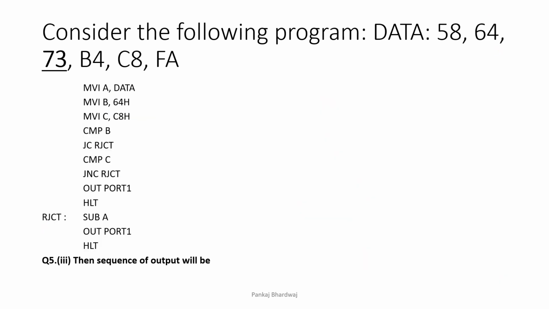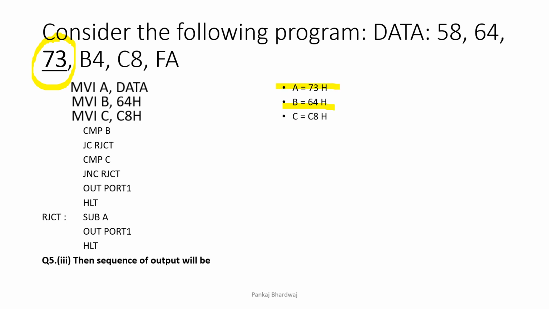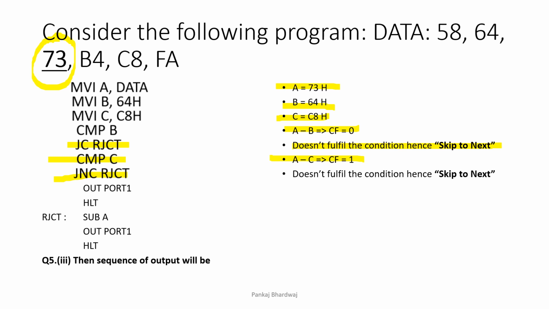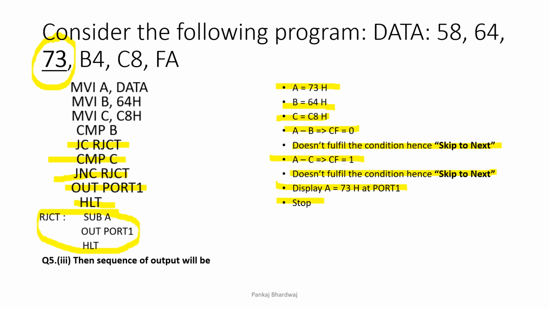Clear? Next, when we have data 73, that means 73 is immediately loaded into A, 64 in B, and C8 in C. Now we compare 73 and 64. That means carry flag is reset, so this jump does not execute. Now we compare it with C, that means carry flag is set. Again this jump on no carry does not execute. That means output A is displayed to port 1. 73 will be displayed at port 1 and the program terminates. Program stops. So again in this data set these three lines do not execute.